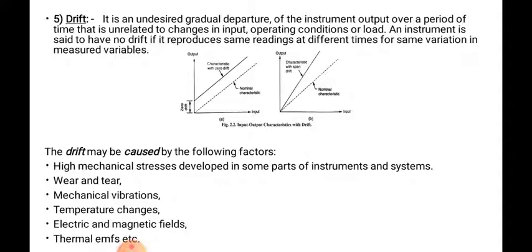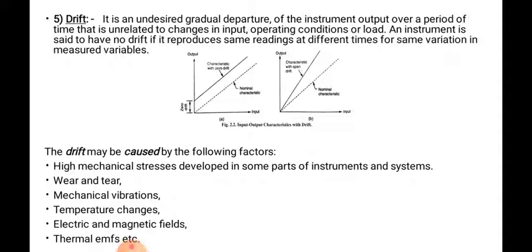Now again the question may be in your mind, how does that drift occur in the instrument. Okay, so high mechanical stresses develop in some parts of the instrument and system, wear and tear, then mechanical vibrations, temperature changes, electric and magnetic fields, thermal EMFs. Means what? We know that as some mechanical components are used in the instrument, some stresses will develop in the instrument and system. Then wear and tear means what? As there is a mechanism present in the assembly of the instrument, some relative motion will take place between the different components. That's why wear and tear will occur because of the friction created between the rotating components.